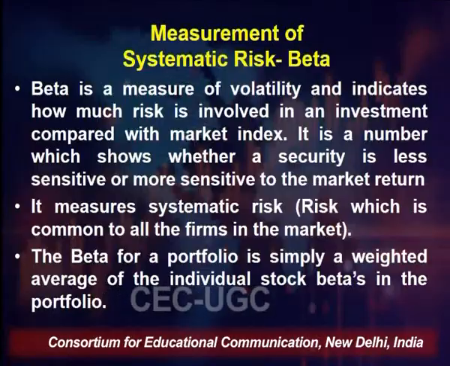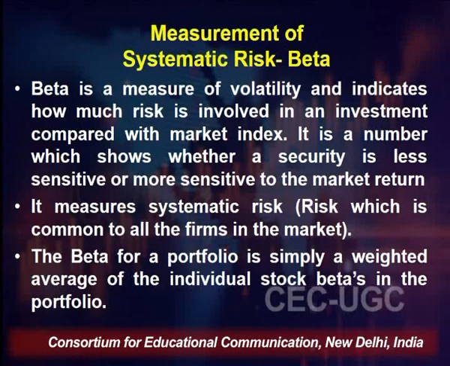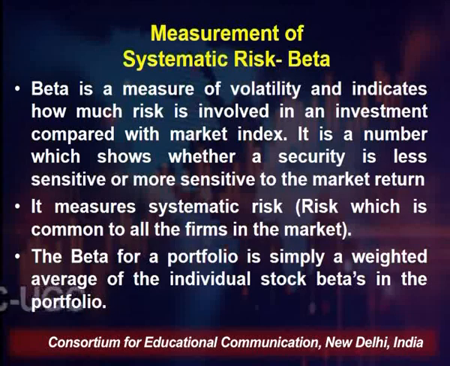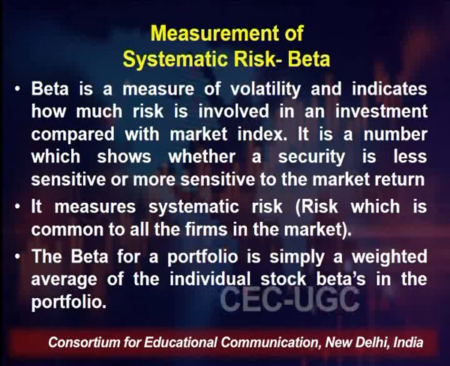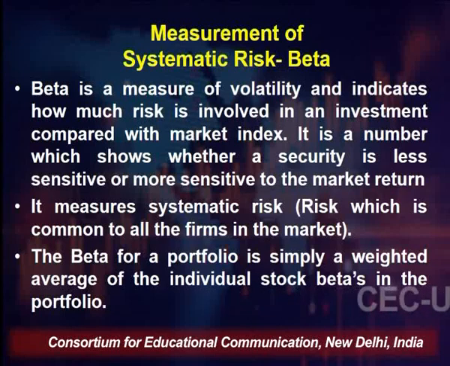So if that index, what is the return in investing in that real estate, where all geographical locations are involved, and you have invested in a particular real estate, right? So what is the return and what is the volatility of the return? This you can measure through beta. So beta is a measure of volatility and indicates how much risk is involved in an investment compared with market index. It is a number which shows whether a security is less sensitive or more sensitive to the market return.